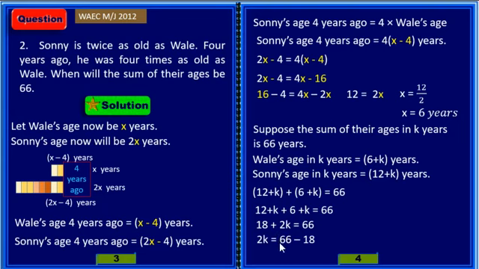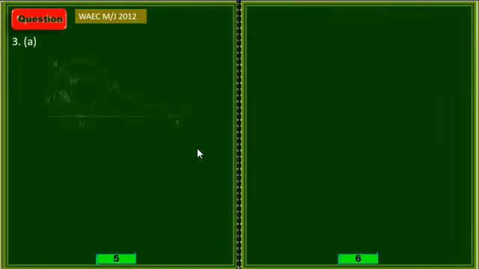Therefore, 2k is equal to 66 minus 18, and that is 48. Therefore, we make k the subject and divide out. So, k will be 24 years. So, therefore, in 24 years, the sum of their ages will be 66. We are done with question number 2. We go straight to question number 3.